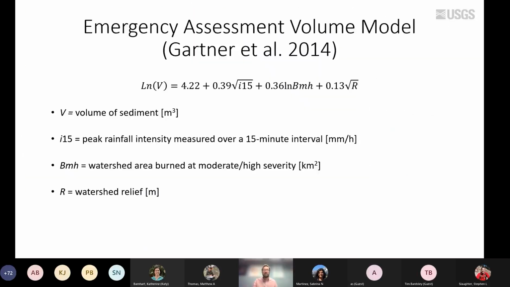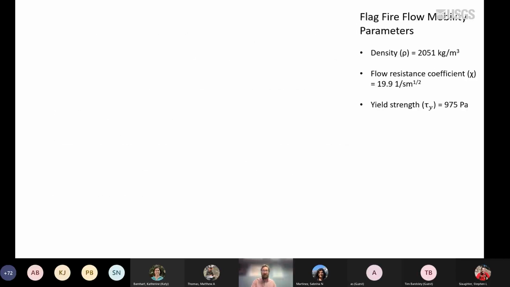Well, we might want to apply the emergency assessment volume model developed by Gartner in 2014 to estimate or predict the volume that might be generated by this watershed. So it predicts the volume given peak I-15 rainfall intensity, area burned at moderate to high severity, and watershed relief, with the caveat that this was developed using data from the transverse ranges of Southern California. So we applied this to our study watershed, and we ran a ProDF simulation using the parameters that we calibrated for the flag fire and the volume predicted by the emergency assessment volume model.